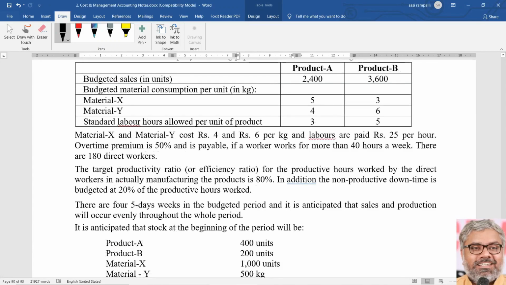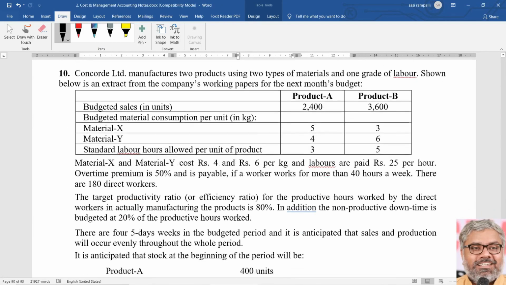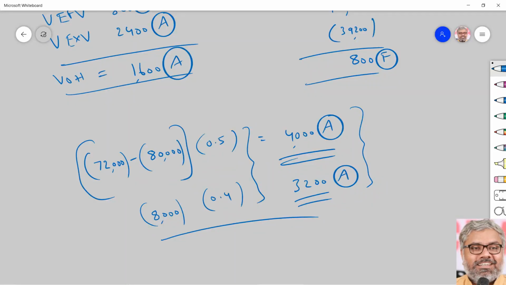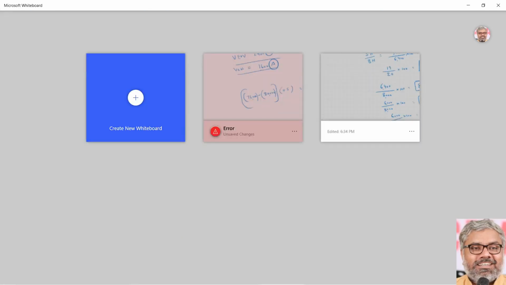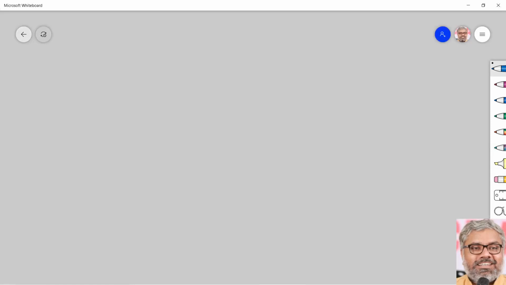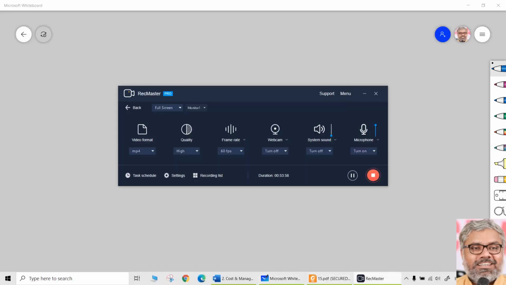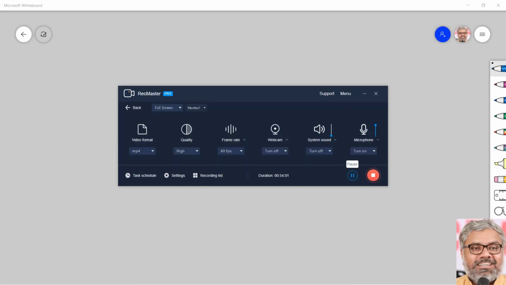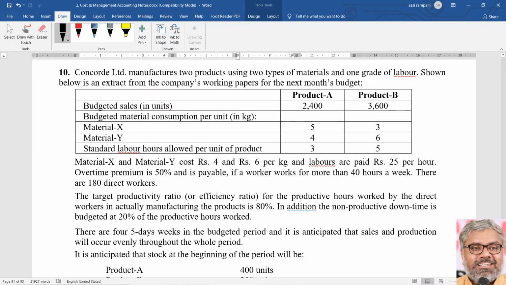Now let us also go through another question which was not done earlier. That is question number 10. Okay, now it's all okay. So question number 10. Concord Limited manufactures two products using two types of materials and one grade of labor. Shown below is an extract from the company's working papers for the next month's budget as given.